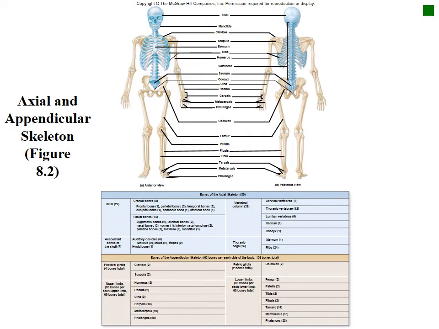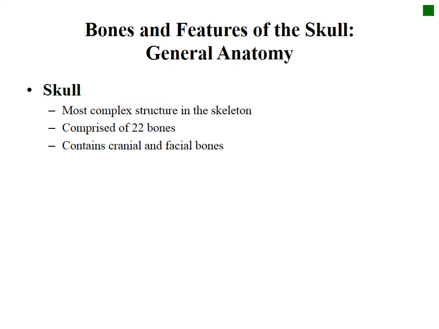This is just a quick little table which lists out the axial and appendicular skeletal bones, so you can see how many we have in the human body. Our total bone count is usually 206 bones. For the skull, there are 22 bones that are either cranial or facial in orientation.